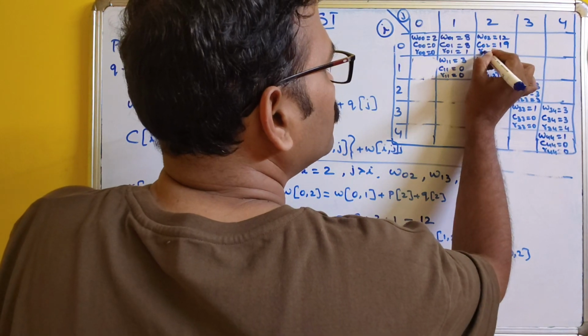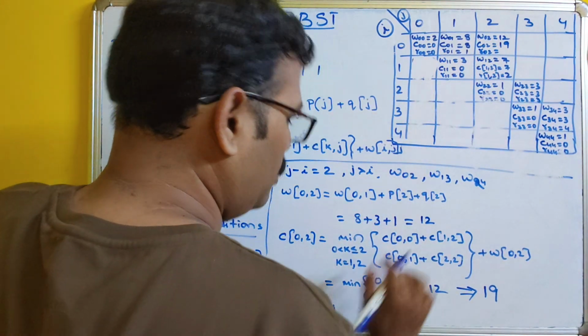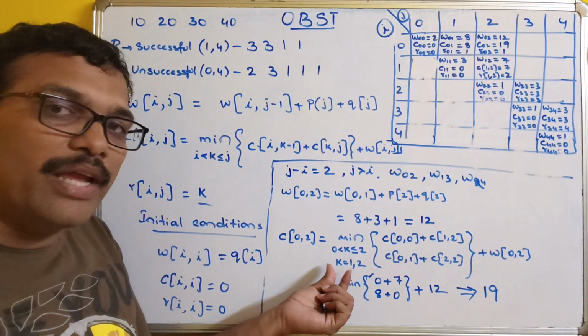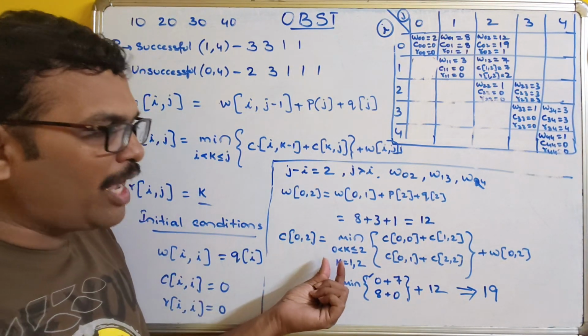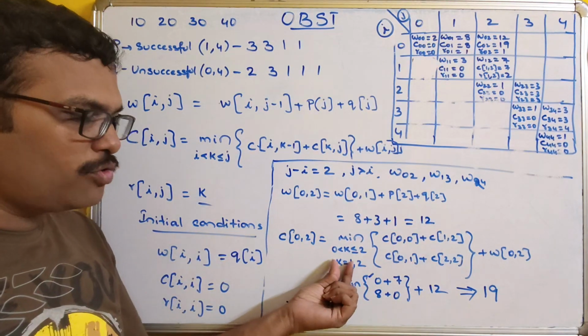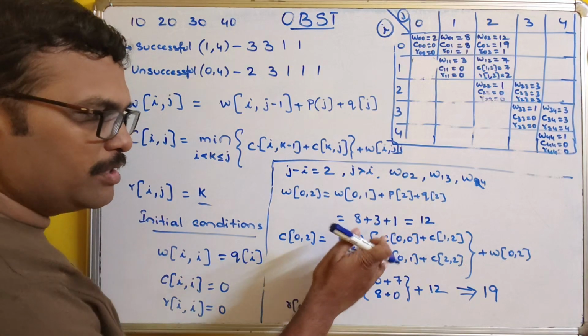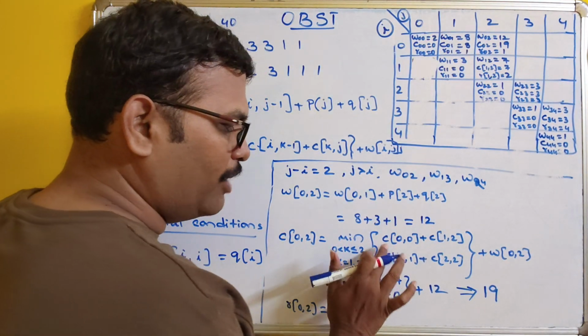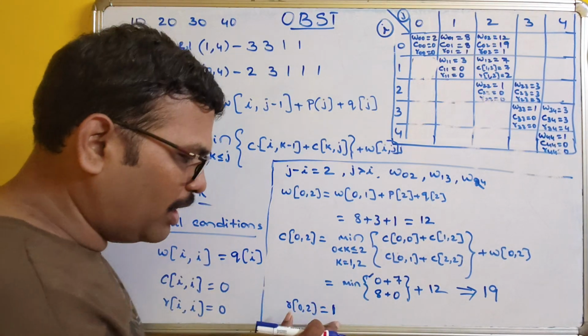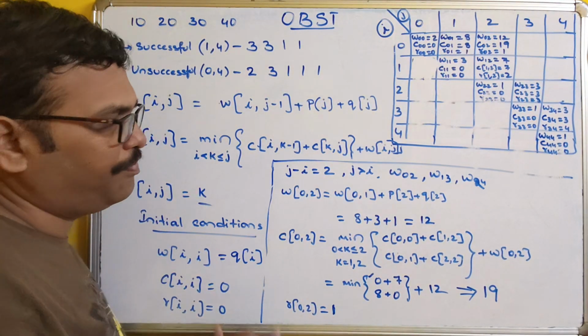And R of 0, 2 is equal to 1. So here you can see we have 2 k values. Among those 2 k values, the k value for which we get the minimum value should be considered as k. In these two, the first case gives the minimum value, 7. So for the first case, the k value will be 1, and that will be stored in R02.